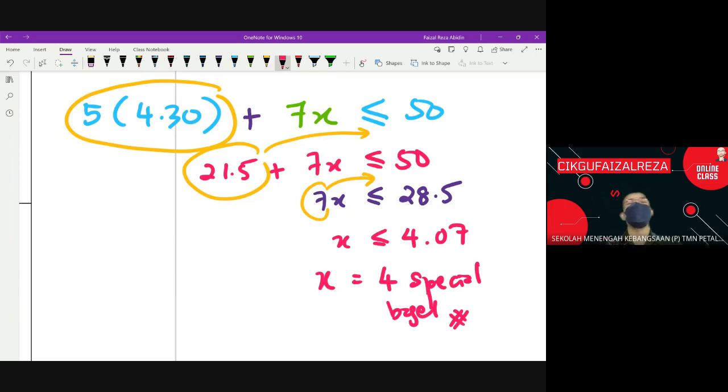If you said equals because he paid 50 ringgit, can lah. Same. Because the question stated that he paid 50 ringgit, so we just put equals can also. Because this one is less than or equal.